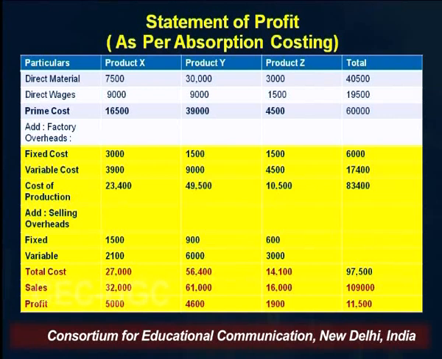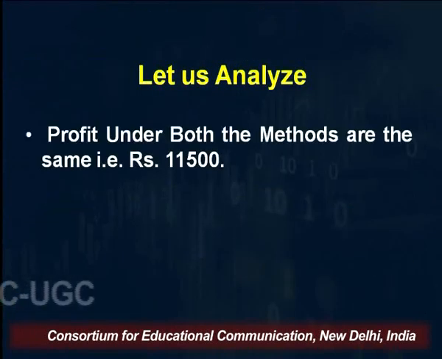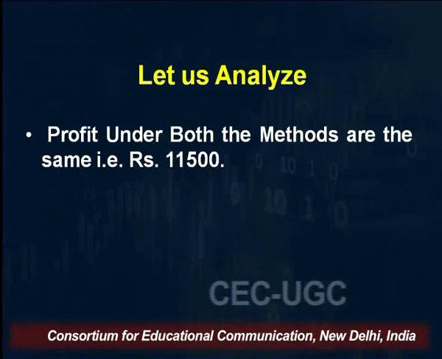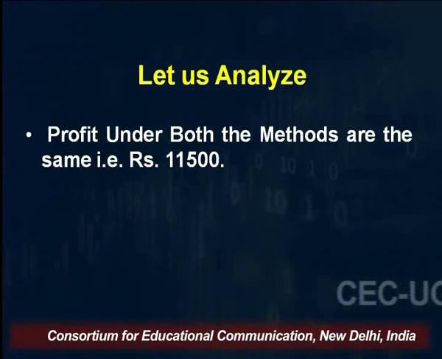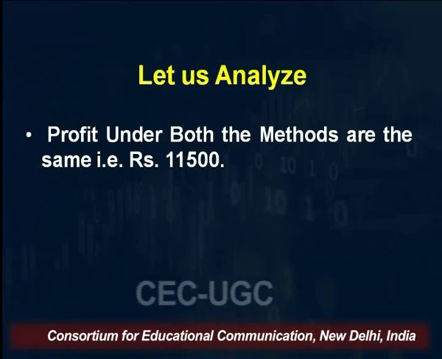Now what if in this question your examiner is asking you to give your comments? You have to give your valuable comments. So let us analyze what you would say. You would say that profit under both the methods are the same, that is 11,500. So either you follow marginal costing or you follow absorption costing, they are supposed to provide you the same quantum of profit, that is 11,500.